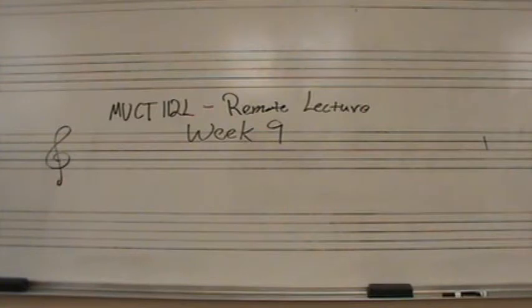Let's do natural minor. 2, 3, 4, do, re, mi, fa, sol, le, te, do, te, le, sol, fa, mi, re, do. And let's do harmonic. 2, 3, 4, do, re, mi, fa, sol, le, ti, do, ti, le, sol, fa, mi, re, do. All right.